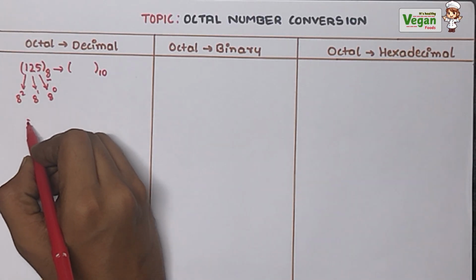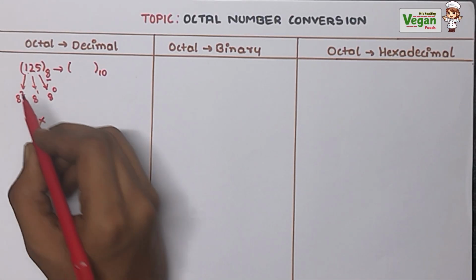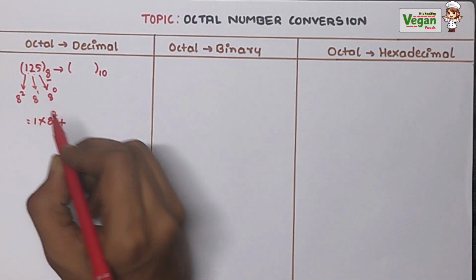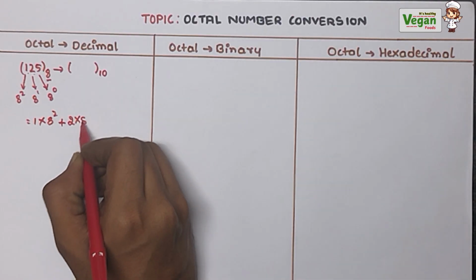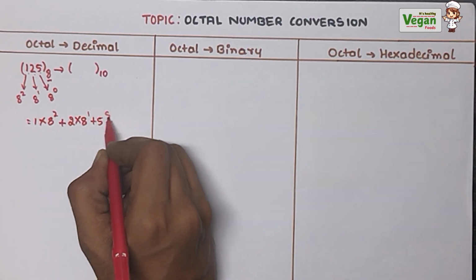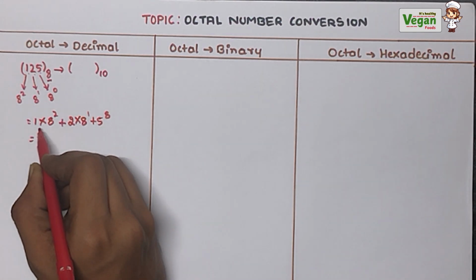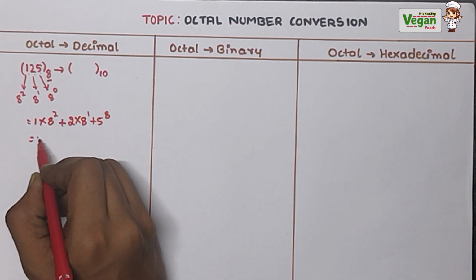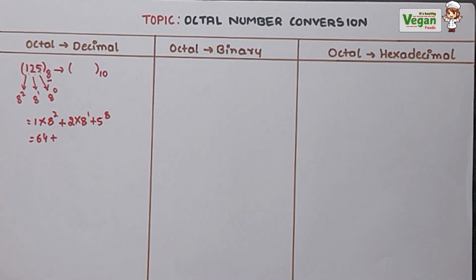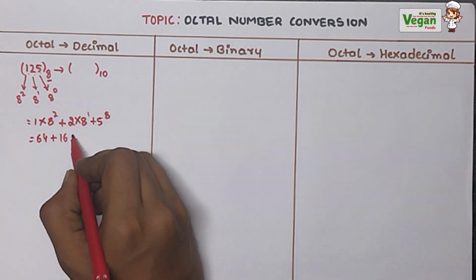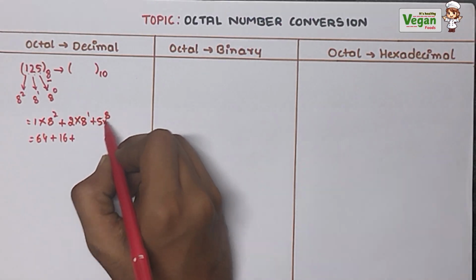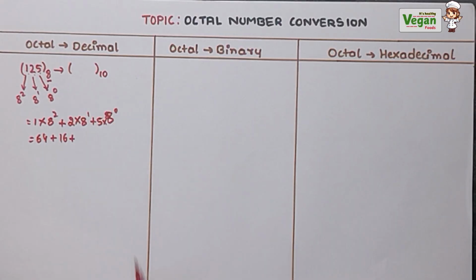First, we write 8 power 0, 8 power 1 and 8 power 2. Now multiply 1 into 8 power 2 plus 2 into 8 power 1 plus 5 into 8 power 0. So 1 into 8 square, 8 8s are 64, plus 2 into 8 power 1, 8 2s are 16, plus 5 into 8 power 0.